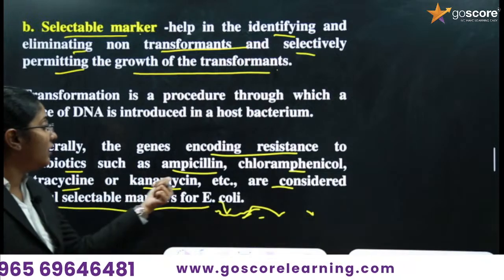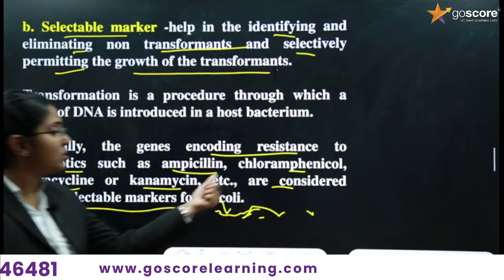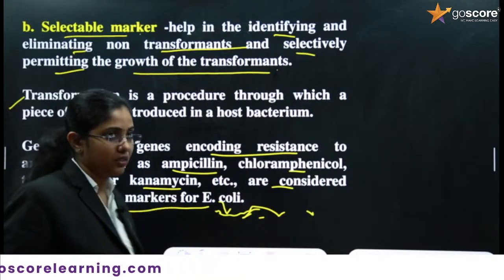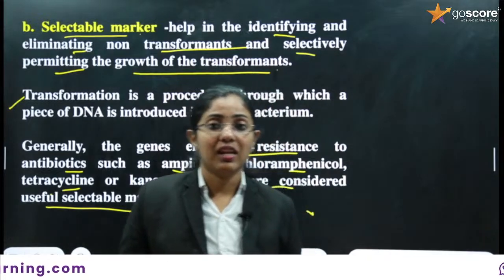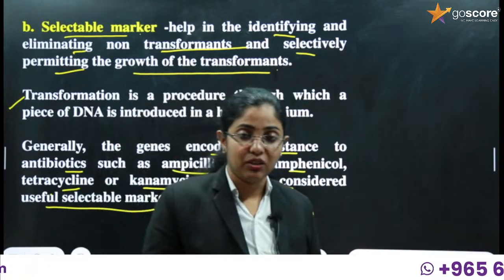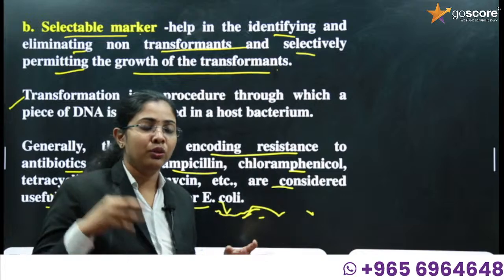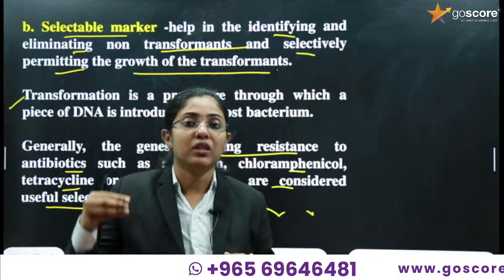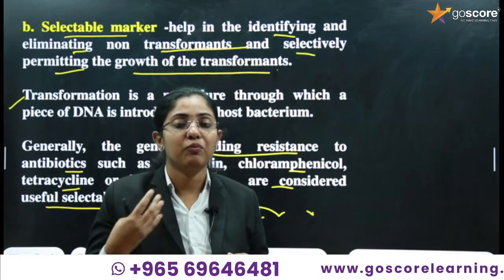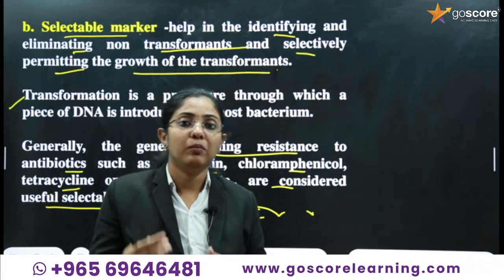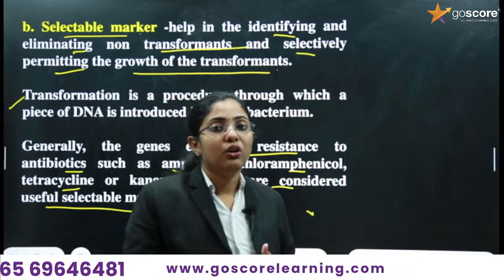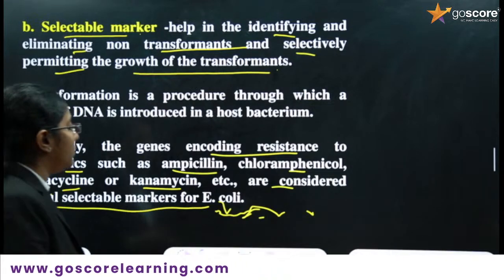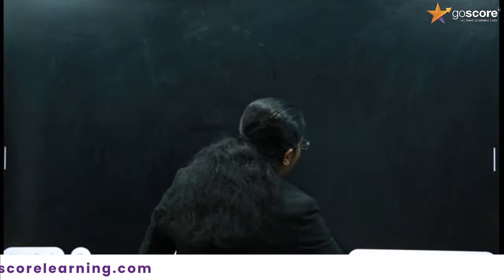It can be resistant to ampicillin. It can be resistant to chloramphenicol. It can be resistant to tetracycline. It can be resistant to kanamycin. Okay, all these resistance genes can be taken into consideration. If something is introduced at that particular site, then that resistance gene is lost and the bacteria will be growing. Okay, got it? Understand, it is also very important. The second thing is selectable markers. Okay, now let's see what is next.